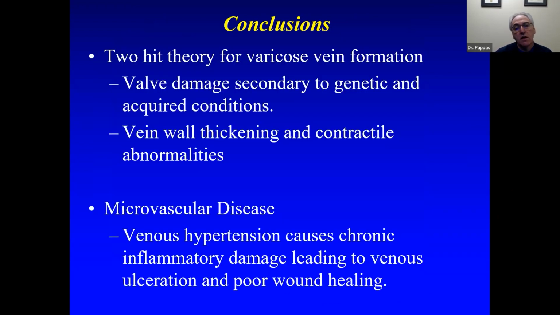So in conclusion, for varicose vein formation, we have the two-hit theory of vein wall valve damage, as well as vein wall thickening, leading to contractile abnormalities, leading to venous hypertension, and then all the microvascular changes that happen as a result of that venous hypertension.